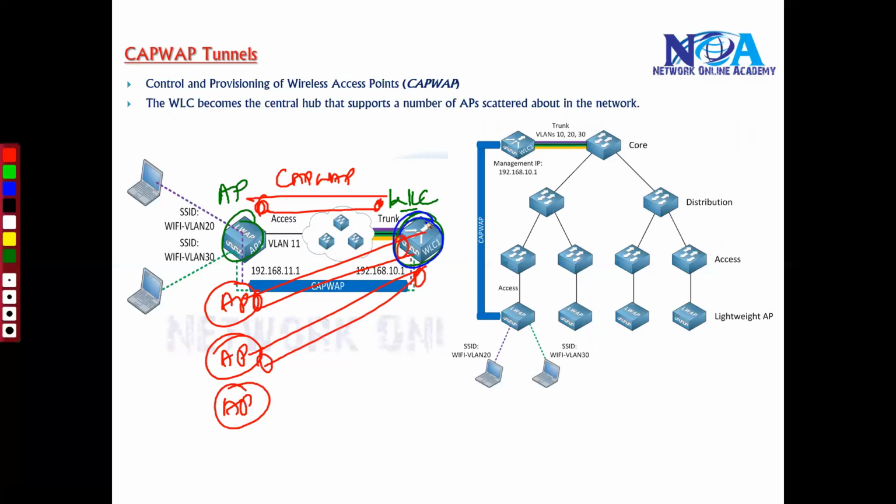Now this WLC is going to become the central hub that supports multiple access points scattered in your network. Maybe you have hundreds or thousands of access points. Every access point has to build a CAPWAP tunnel. The CAPWAP tunnel is established after they both discover and join with each other.